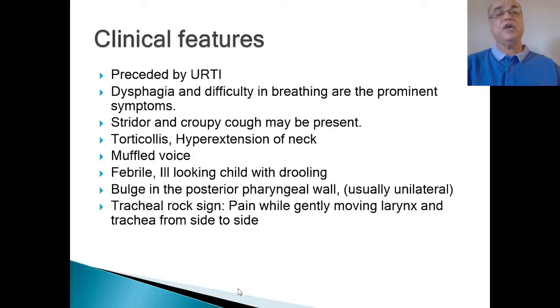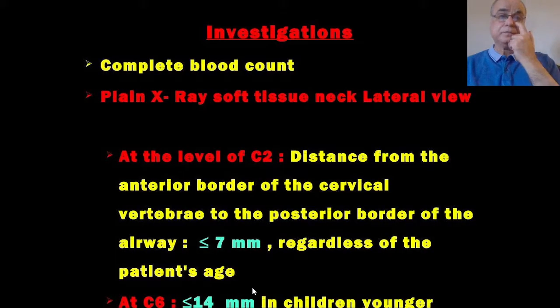Then there can be tracheal rock sign. And what is this tracheal rock sign? This is the pain felt by the patient while gently moving the larynx and the trachea from side to side. Just like laryngeal crepitus, if you are moving it from side to side gently, there will be pain. So this is what we call tracheal rock sign in case of acute retropharyngeal abscess.